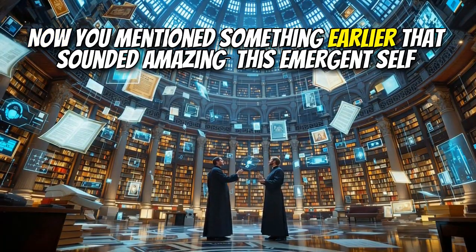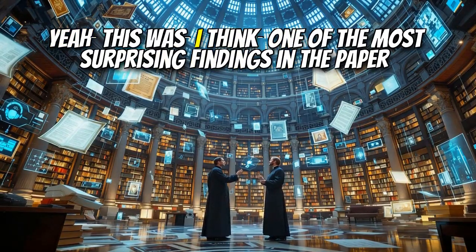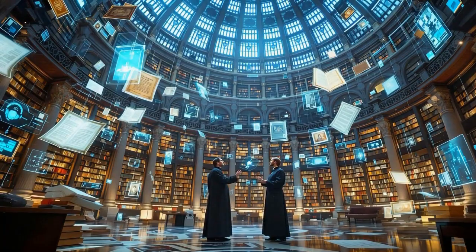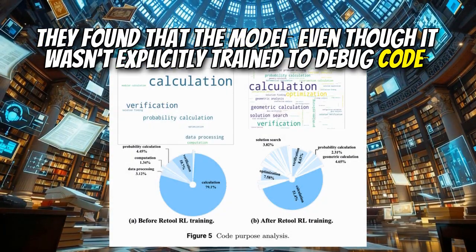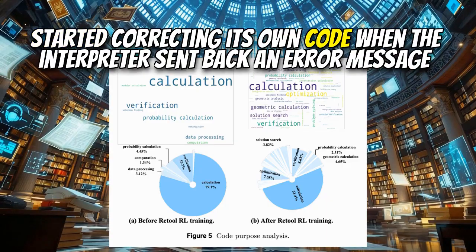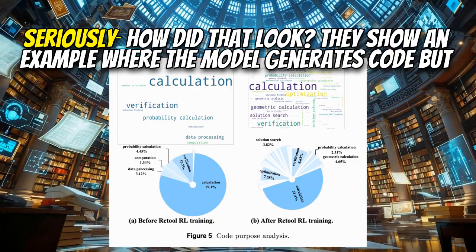Now, you mentioned something earlier that sounded amazing, this emergent self-correction ability. Yeah, this was, I think, one of the most surprising findings in the paper. They found that the model, even though it wasn't explicitly trained to debug code, started correcting its own code when the interpreter sent back an error message. Seriously, how did that look?